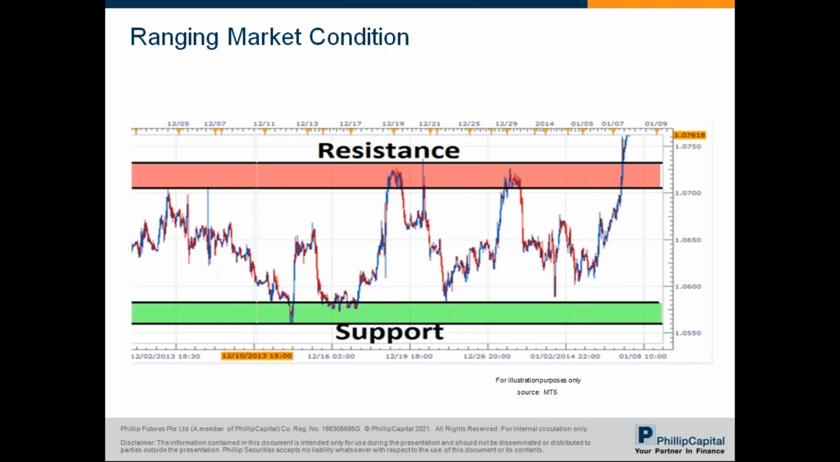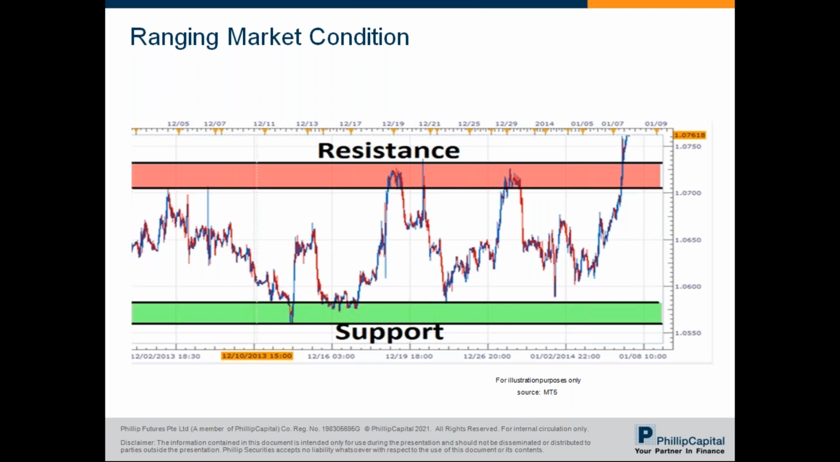For a ranging market, the traders need to determine the support and resistance zone on the chart. As you can see here, the support is the green zone. It provided support for this price action, and the price did not go below the support area. Then for the red zone, which is the resistance zone, the price tried two times to go above, and finally, on the top right corner of the screen, you can see the price broke above, and then prices went higher.